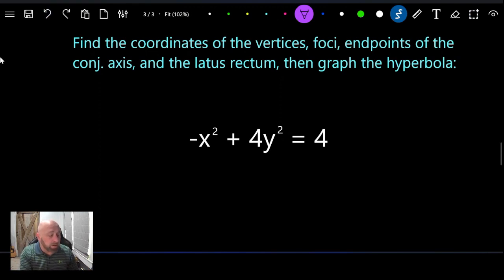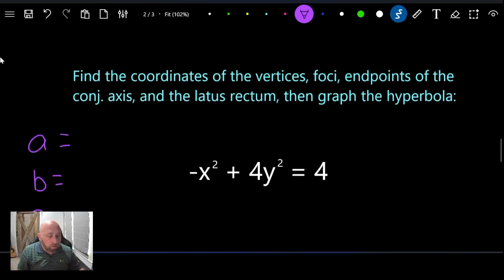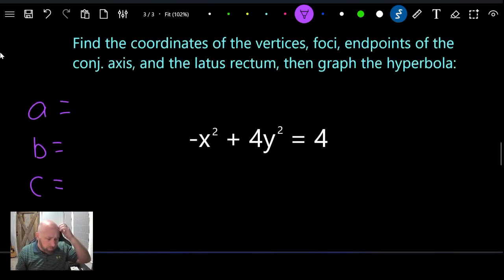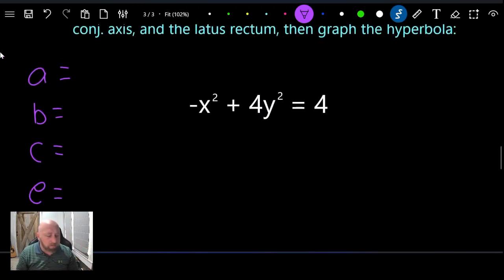Find the coordinates of the vertices, foci, endpoints, and basically we have to go through the whole thing. So one of the big things that we need is a equals, b equals, c equals, and then we'll add to that too. We're going to want to know what e equals. We're going to want to know what some other things are as we go through this, but for now, let's just do a, b, and c.